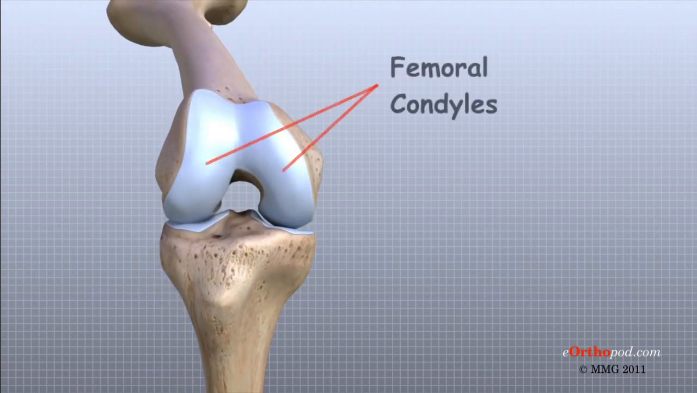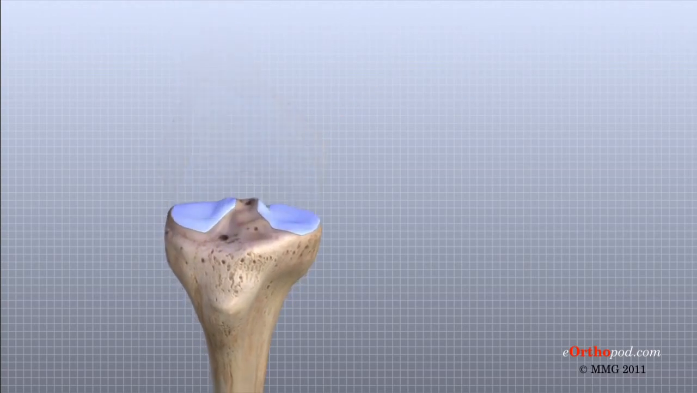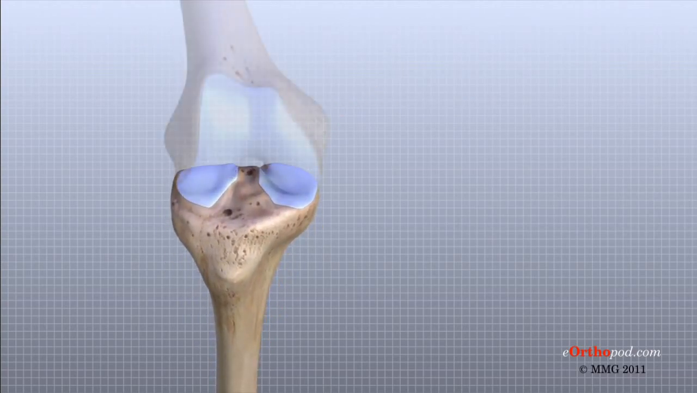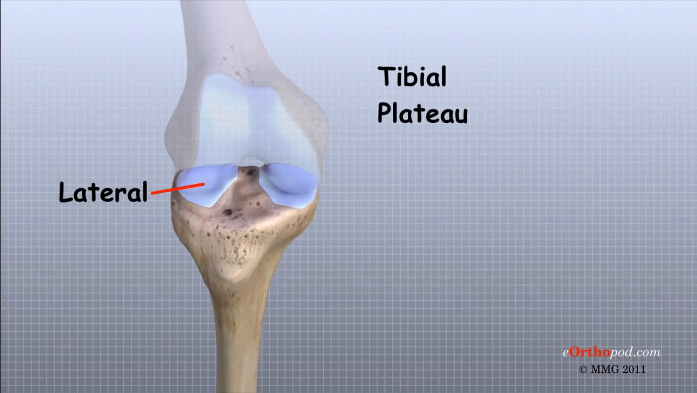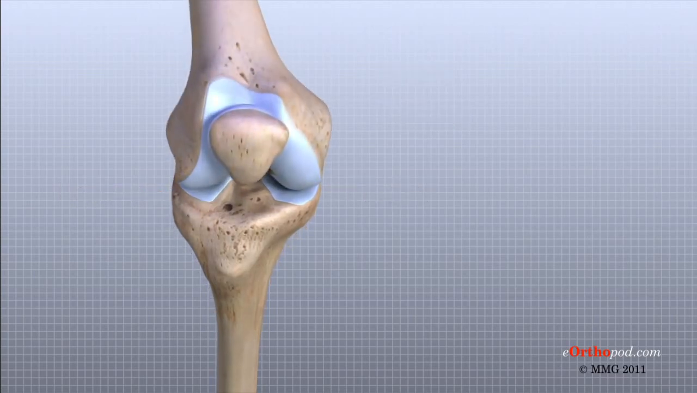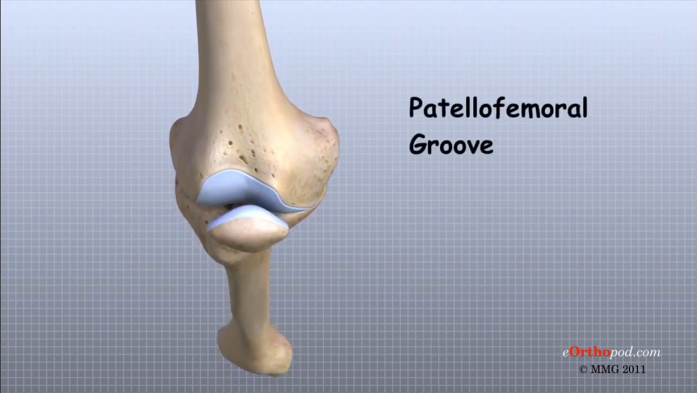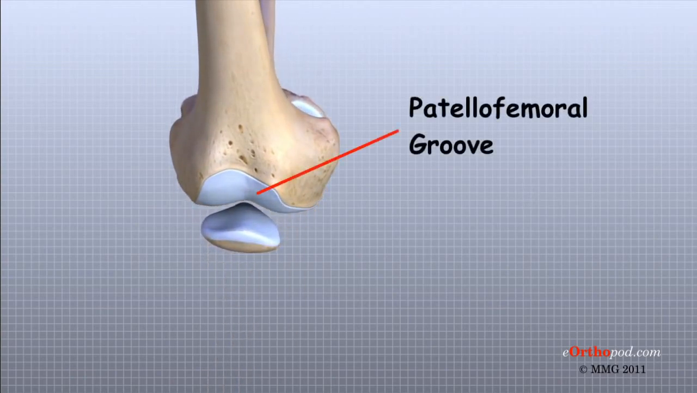Two round knobs called femoral condyles are found on the end of the femur. These condyles rest on the top surface of the tibia. This surface is called the tibial plateau. The outside half, the farthest away from the other knee, is called the lateral tibial plateau, and the inside half, closest to the other knee, is called the medial tibial plateau. The patella glides through a special groove formed by the two femoral condyles called the Patellofemoral Groove.